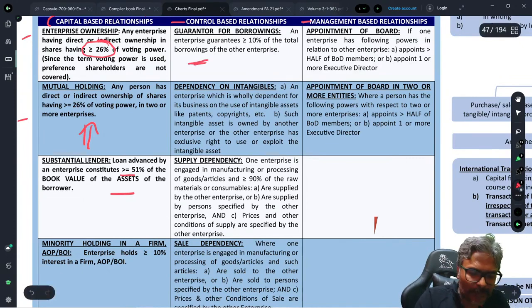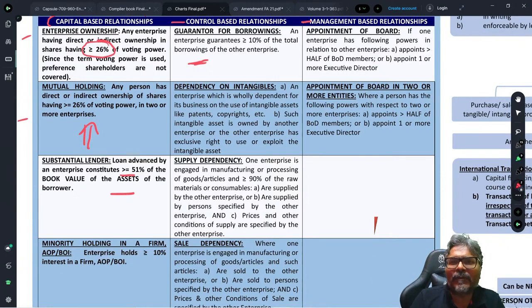Similar to this is the guarantor for borrowing. So in that case, students, if an enterprise is guaranteeing minimum 10% of the total borrowing. If I have taken 1,000 crores of loan and there is Mr. A who has guaranteed 150 crores of my borrowing to the bank, so he is a guarantor of 150 crores out of my total borrowing of 1,000 crores. In that particular case, Mr. A and I, both of us would be an associated enterprise. Is that clear to all of you?